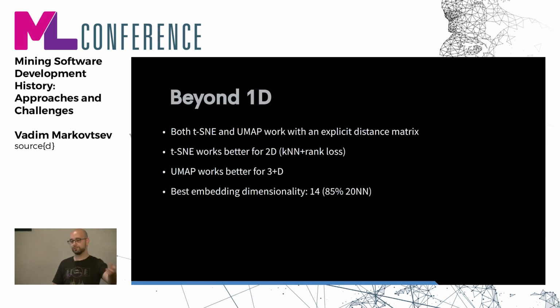If you query for nearest neighbors and you want to do this in the embedding space, you don't want to carry this huge dissimilarity matrix with you every time. 14 dimensions with UMAP is usually enough to have 85% of nearest neighbors preserved, which is quite fine. We are fine with that, so this is okay for production.